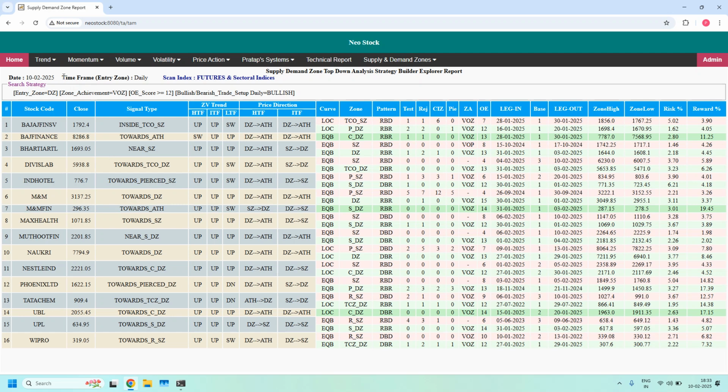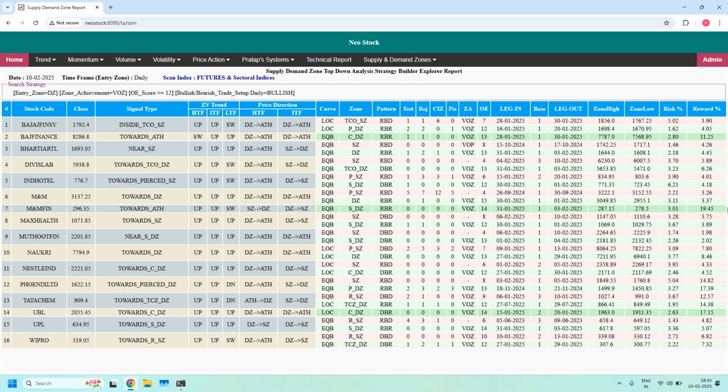Look into the search filter always. This is our entry time frame daily and entry zone demand zone and zone achievement VOZ, odd enhancer score 12, and bullish or bearish trade setup we generated for entry time frame daily as a bullish trade setup for monthly income trade. So these 16 stocks are currently supporting bullish trade setup for monthly income trade.